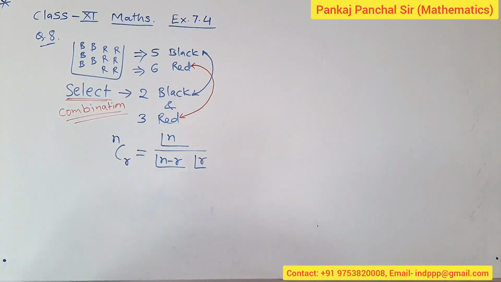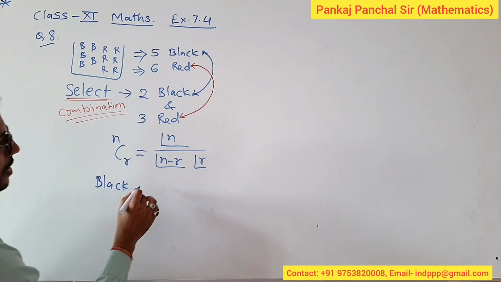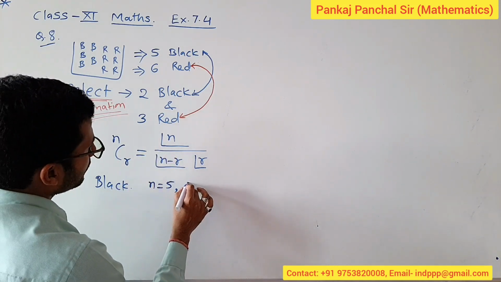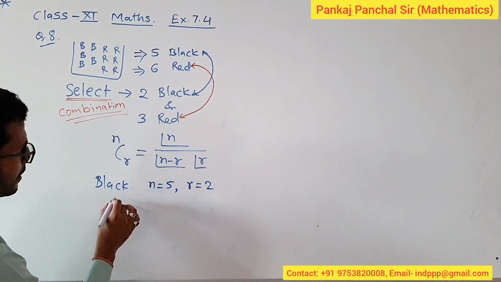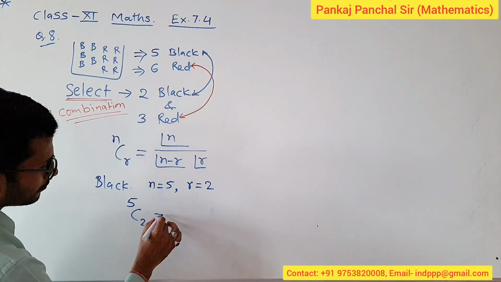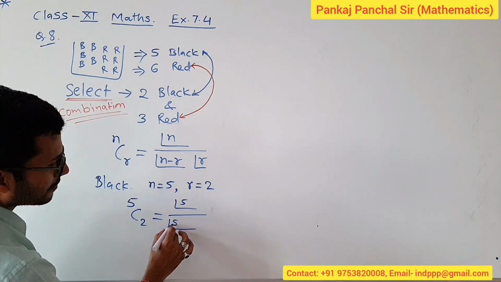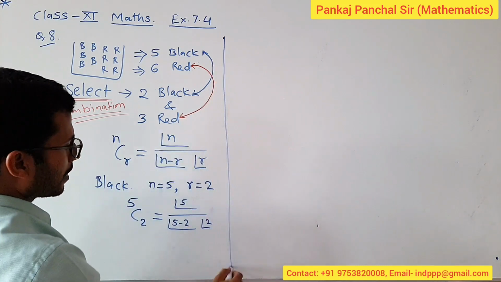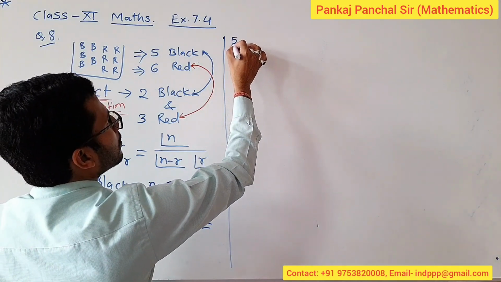How will we select? So for selecting black balls, our n is equal to 5 and r at a time is 2. So we will apply the same formula for black. So nCr means 5C2 will give factorial 5 divided by factorial 5 minus 2 into factorial 2.